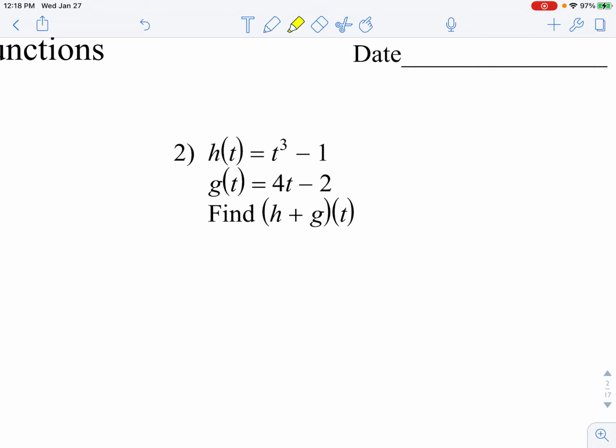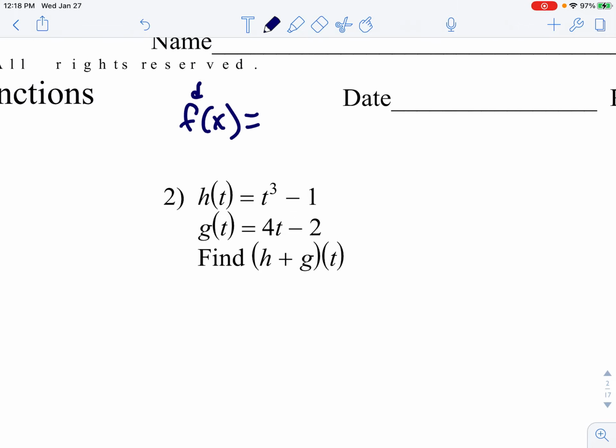Remember function notation. Function notation is usually like f of x. F stands for function. X is the variable, so you might have something like 2x plus 5. F of x equals 2x plus 5 is the same thing as y equals 2x plus 5. F of x and y are the same thing.